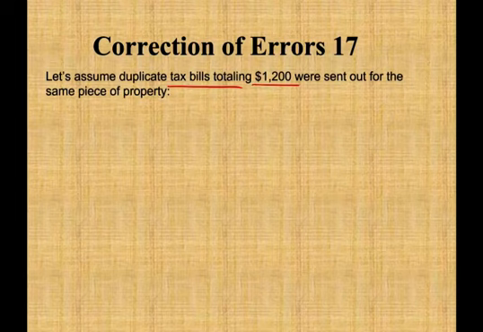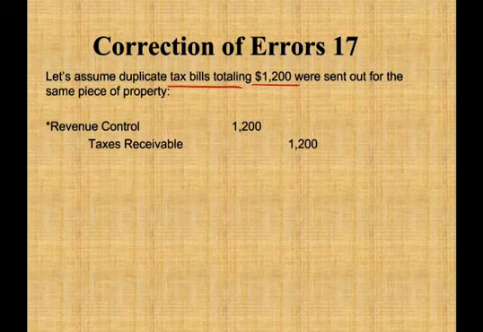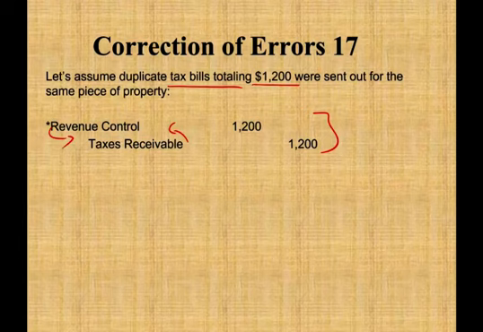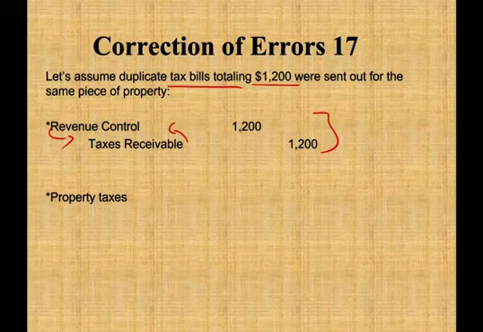So what do we have to do? We have to reverse what we did. We debit revenue control, we credit receivable. We just basically reverse what we did, because when we send the bill, we debited receivable and we credited revenue control. Now we do the opposite. Okay. Again, this is property tax revenue. Now, since we discovered this error in this year, basically we can fix it.